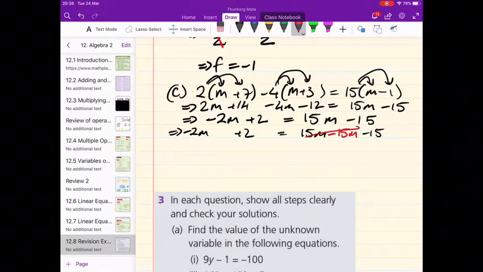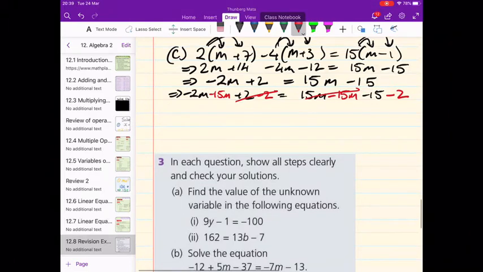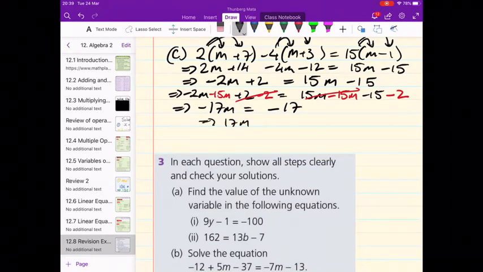Well, I want this 15m to be on the left-hand side, so I'll subtract 15 there, but that means I'll have to subtract 15 here as well. This negative 2, I'll have to subtract 2 to make it disappear and go to the other side. But to do that, I'll have to subtract 2 from the other side as well. So then I'll be left with minus 2m minus 15m is minus 17m, is equal to negative 17, because I have minus 15 minus 2.